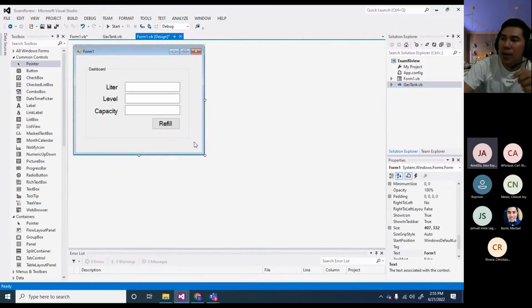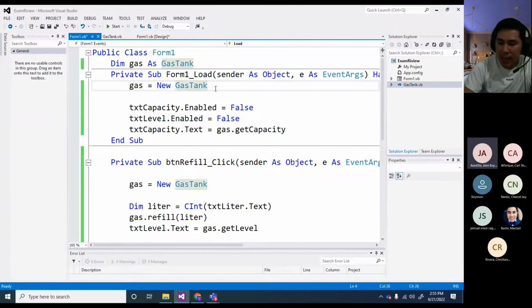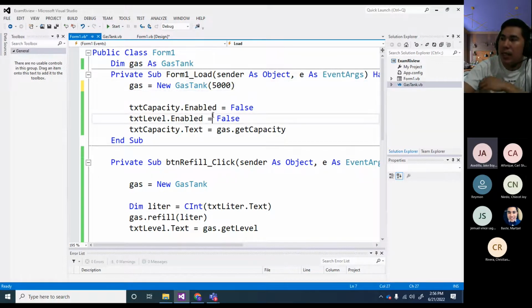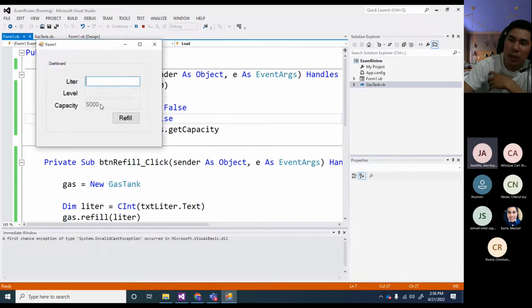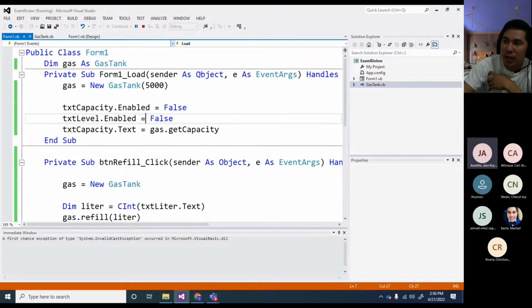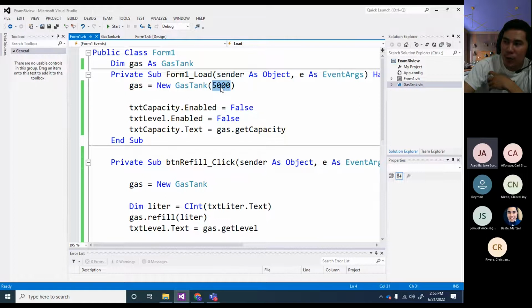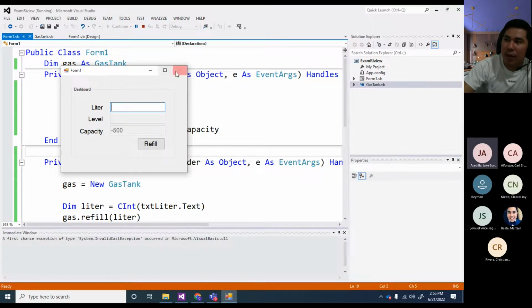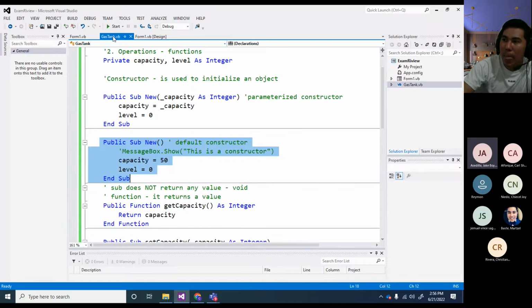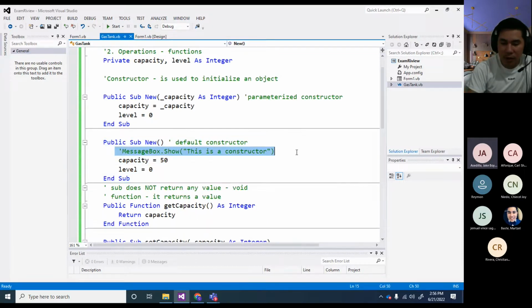So, for example, if I assign my gas tank a capacity of 5,000, this would mean the capacity of my water tank will also be 5,000. Okay? So it is 5,000 because you assigned it here. If you put negative 500, of course, it will also set negative 500. So again, what will we do about that? We put business logic here.